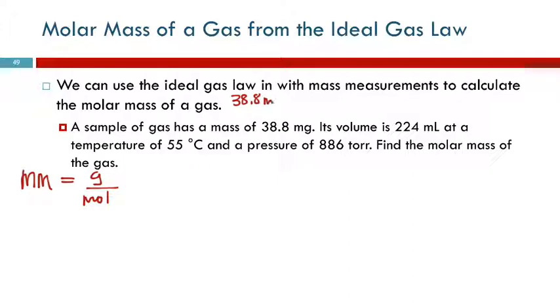We could convert it to grams, though, couldn't we? 38.8 milligrams. So I'm going to multiply by grams, divide by milligrams. Milli means 10 to the minus 3. Milli's in the denominator. I'm going to put what it means in the numerator, 10 to the minus 3. So this is going to be 0.0388 grams. So I converted the mass to grams. Now I need to find how many moles of gas are in that sample.